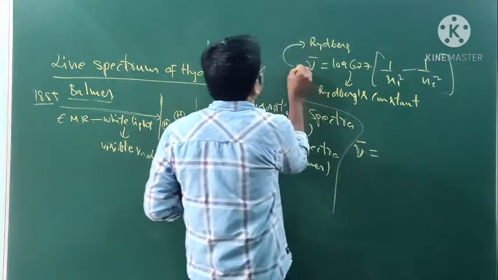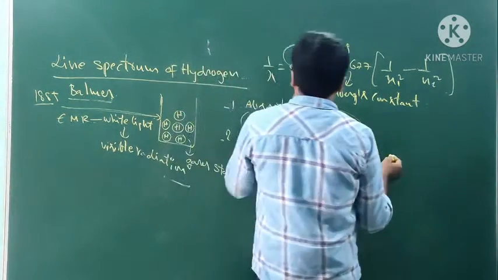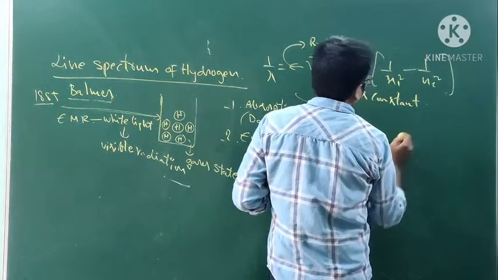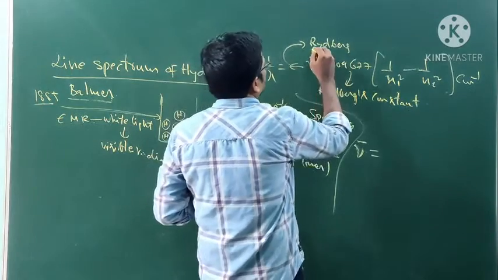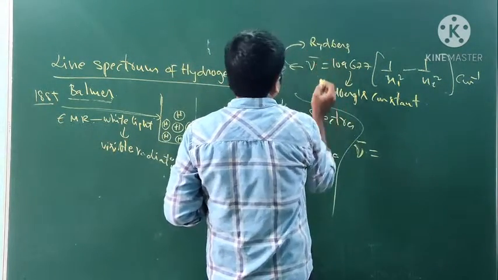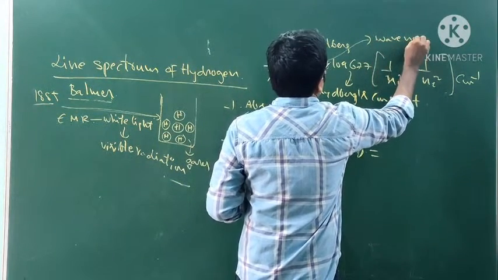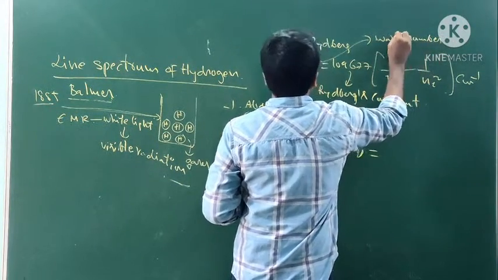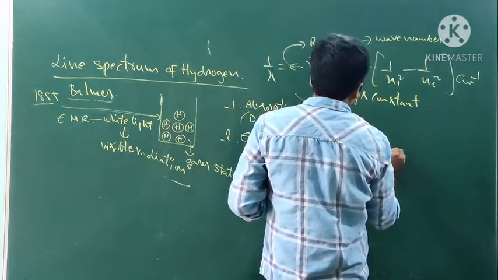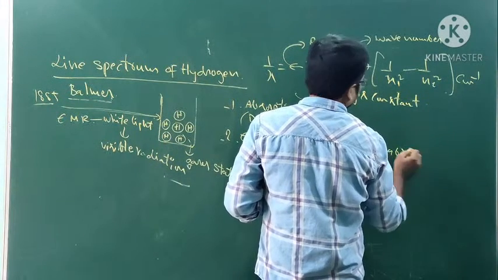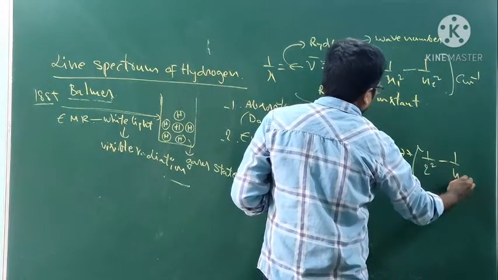wave number, which is indicated as 1 by lambda. Nu bar is known as wave number. Wave number means 1 by lambda. Okay, nu bar is equal to 109,677 into 1 by 2 square minus 1 by n2 square.